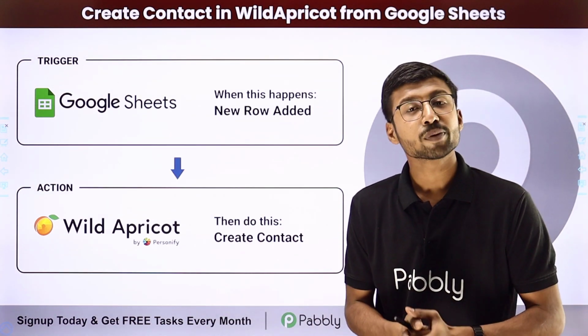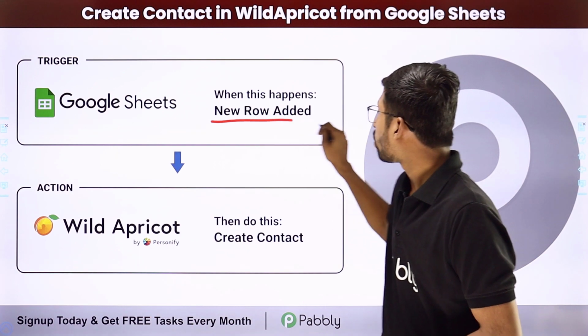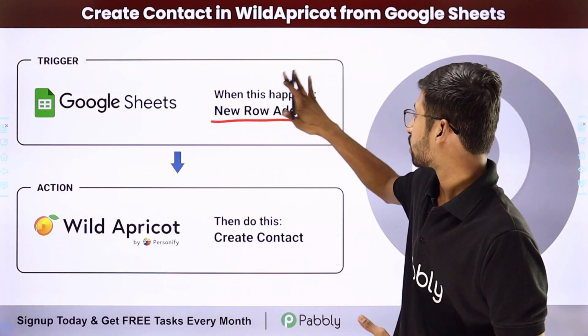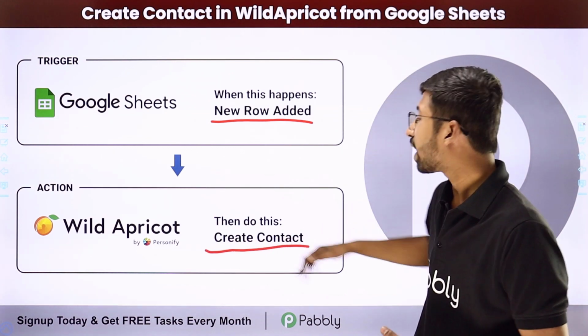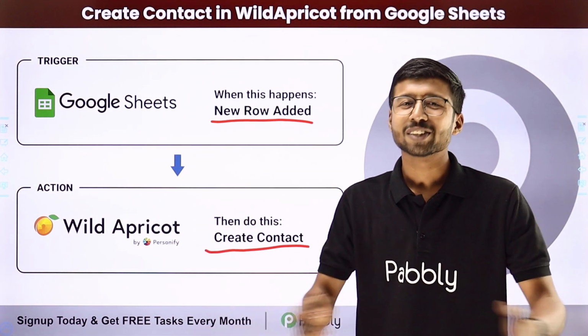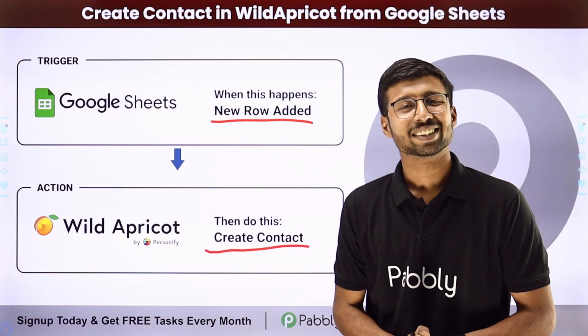The trigger of this automation will be adding a new row of contact details in our Google Sheet. An action will be adding the same user as a new contact in our WildApricot account. Now guys, how can you set up this automation? To know this, you have to come with me to my screen.